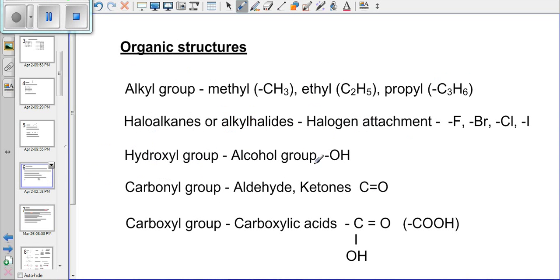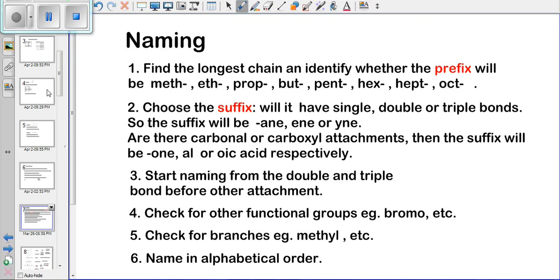If you have an OH at the end, then your suffix will be ol, alcohol, like ethanol. If you have a C double bond O carbonyl group, that will be a ketone or an aldehyde, depending. And then if you have this here, double bond O, single bond OH, then it will be a carboxylic acid. And we looked at some examples.